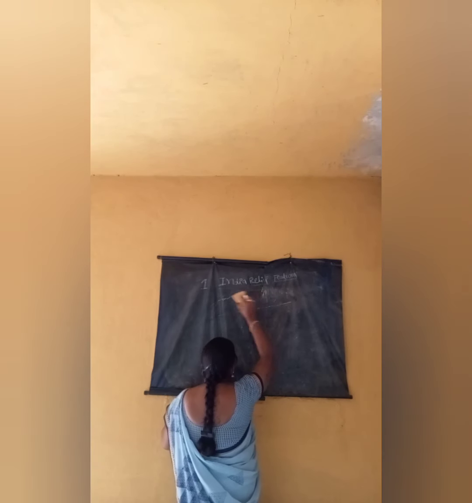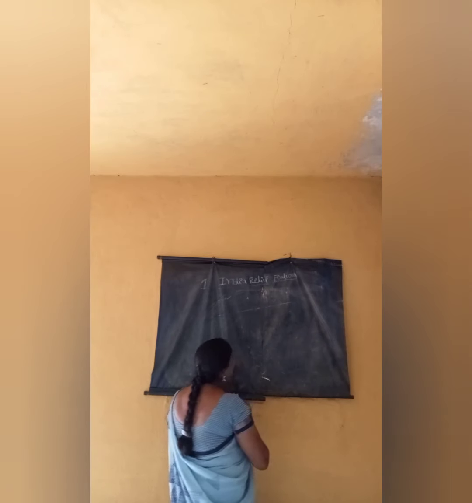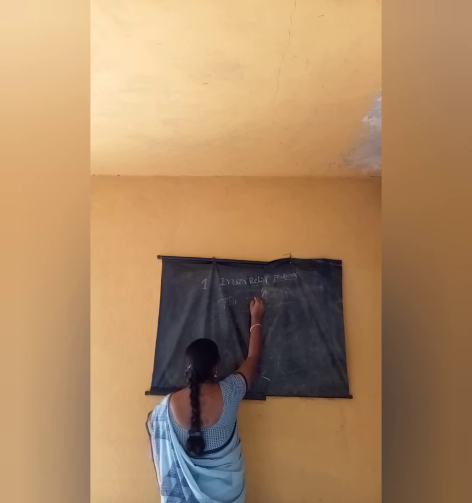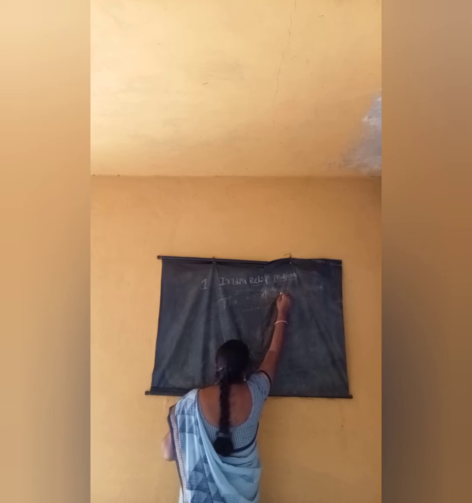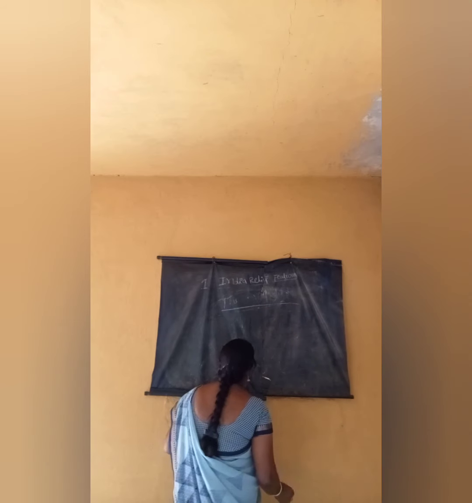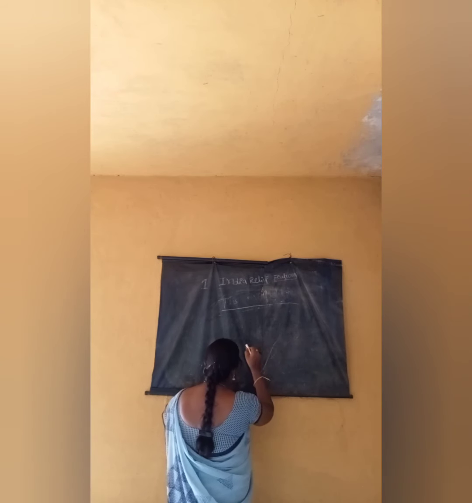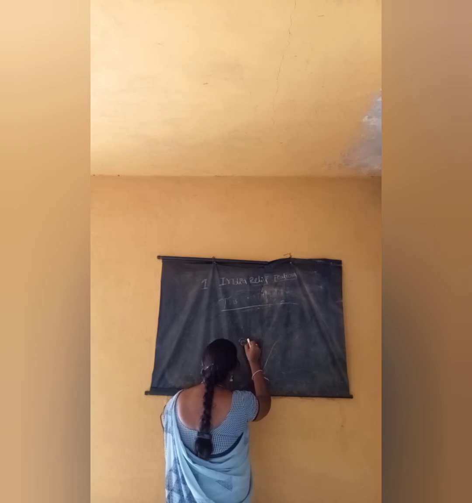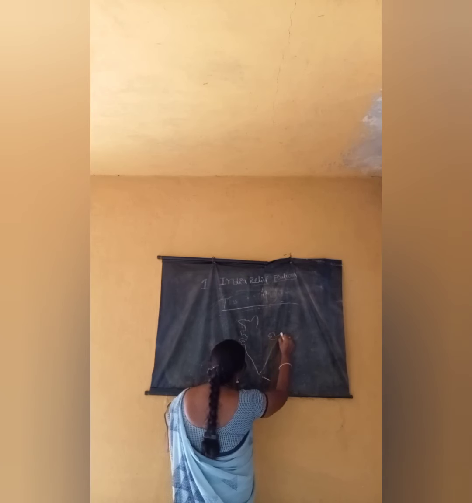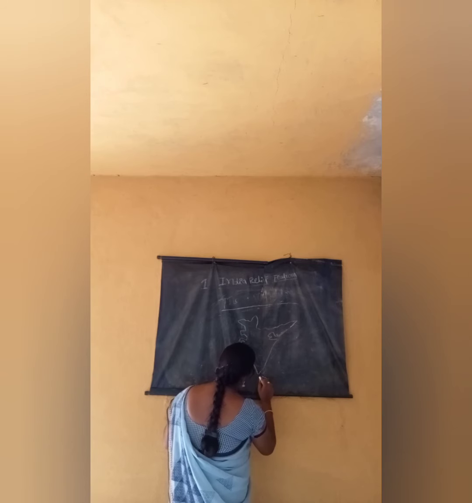Okay, next, the coastal plains. Fifth landform in India. How many coasts are there in India? Two coasts. What are they? West coast and eastern coast.